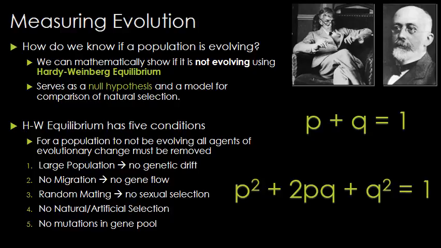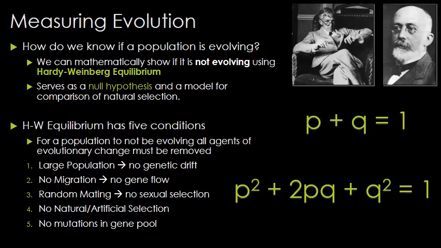Basically, it serves as a null hypothesis. The null hypothesis is the hypothesis that there is no relationship, there is no change. It's very hard to show if a population is evolving, but if we can mathematically show that it is not evolving, that gives us some really good information.